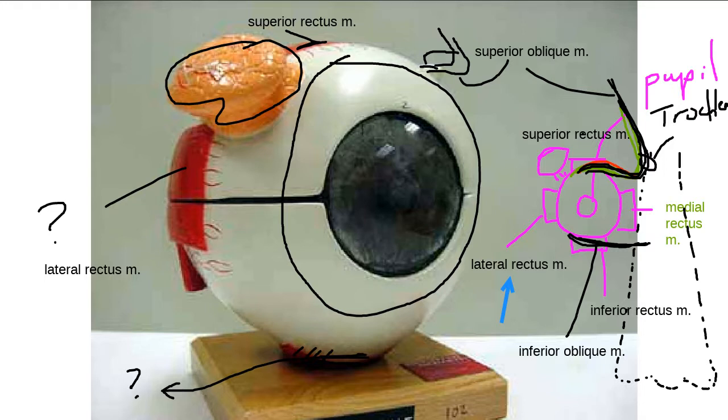Inferior. Inferior what? Rectus. Yes, it is inferior rectus. Because if there's a superior, there has to be an inferior. Usually that means there's only 2 of them. Right. But there's 2 kinds of inferior. There's inferior rectus and the inferior oblique. And the direction is different.